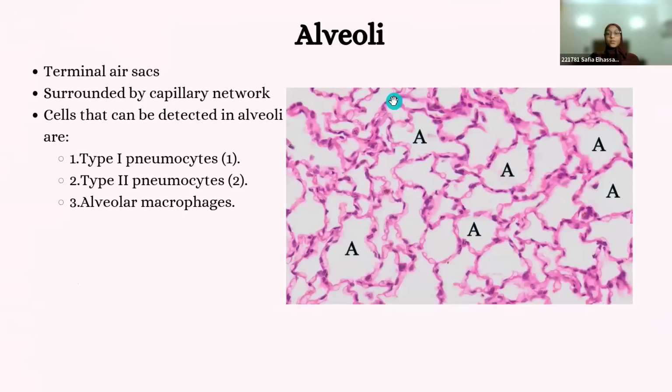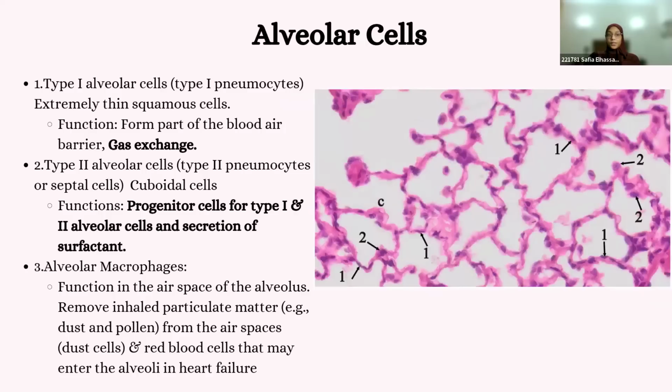Okay, so this is just a closer look at the alveoli. There are three main types of cells that you have to know for the alveoli. The first one is type 1 pneumocytes, the second one is type 2 pneumocytes, and the third one is alveolar macrophages. Type 1 pneumocytes' function is just gas exchange. They're extremely thin squamous cells, which helps with their function because you do want very thin cells to help with gas exchange. And this is what they look like. You can see that they have a very flat nucleus, and they appear very thin.